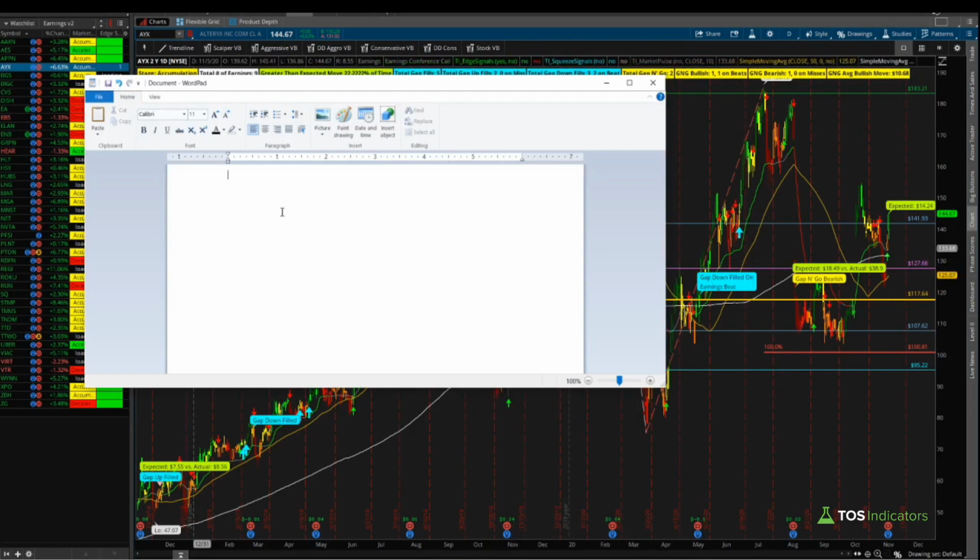So let's go ahead and add that to our list here. So we'll say something like AYX, looking for a gap down and a fill of that gap off of a beat.